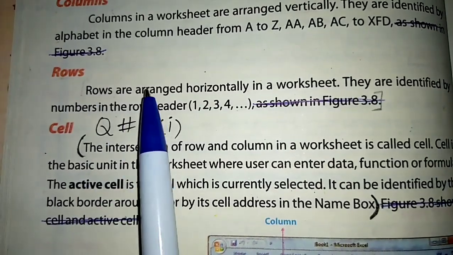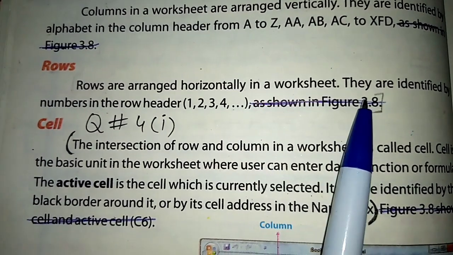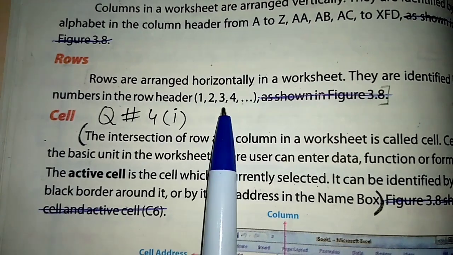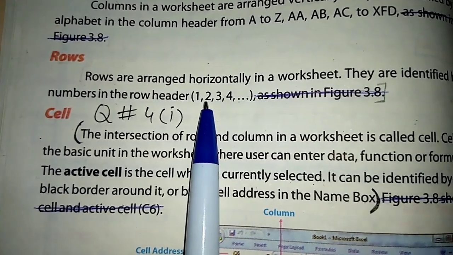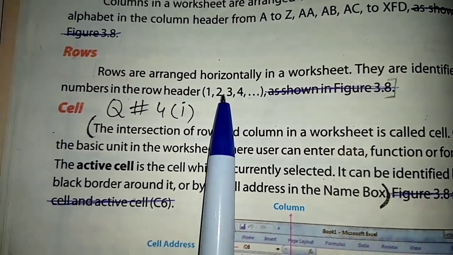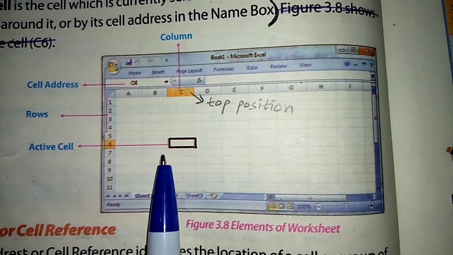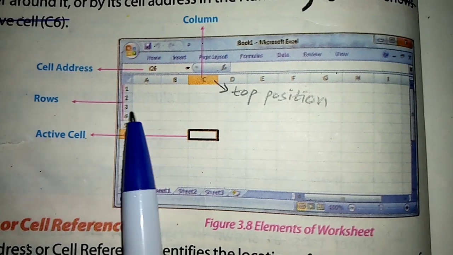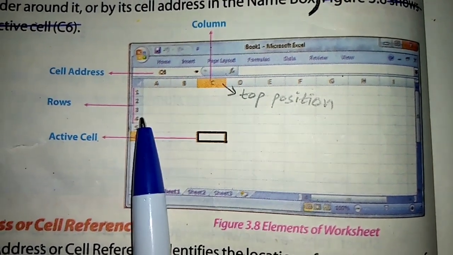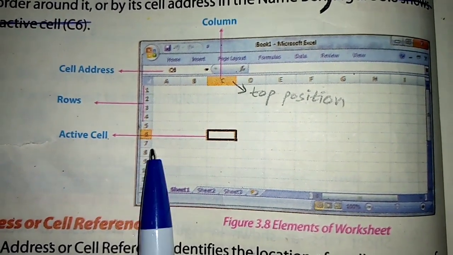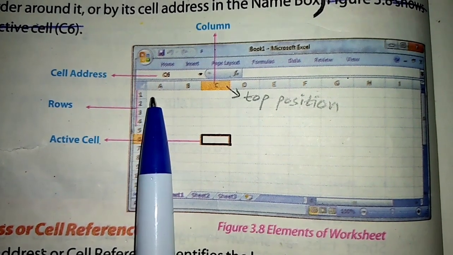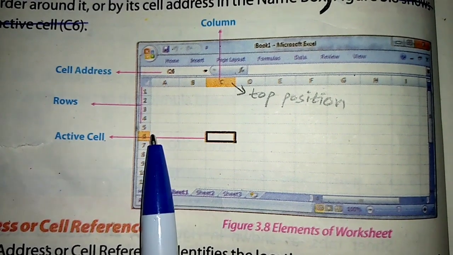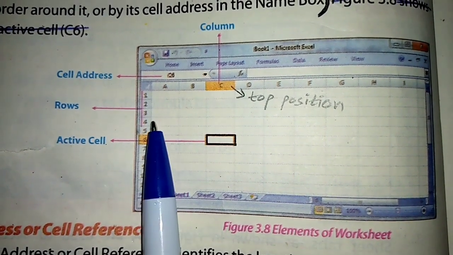Next is rows. Rows are arranged horizontally in a worksheet. They are identified by numbers in the row header 1, 2, 3. These numbers are used to represent the rows in a worksheet. Students, similarly in figure 3.8 we can see here are horizontal lines, and these horizontal lines are actually rows. These are the leftmost positions of rows, and these leftmost positions are known as row headers. In row headers, numbers are written which are representing the rows.